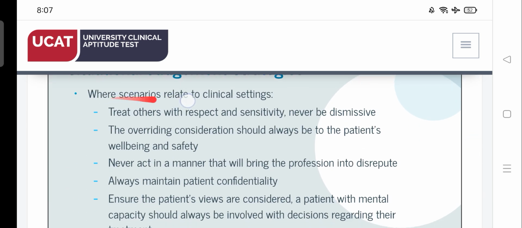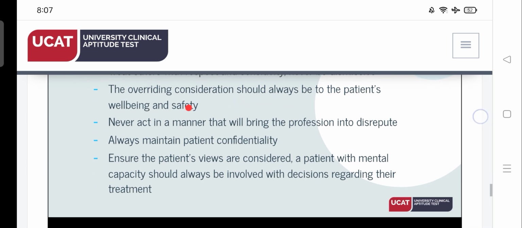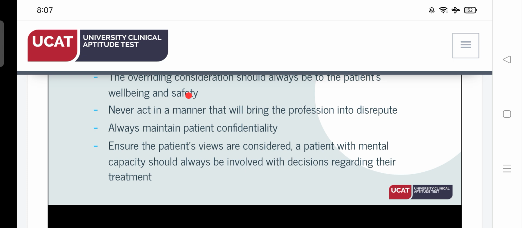Where scenarios relate to clinical settings, treat others with respect and sensitivity. Never be dismissive. The overriding consideration should always be the patient's well-being and safety. Never act in a manner that will bring the profession into disrepute.